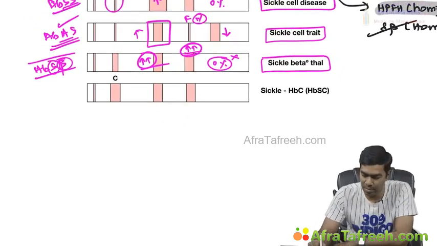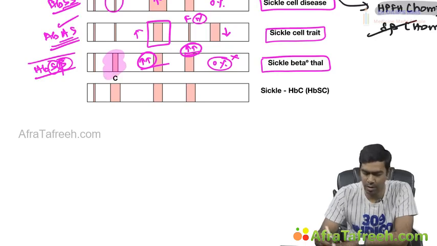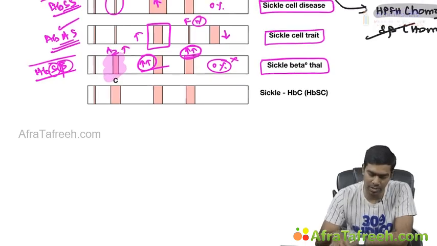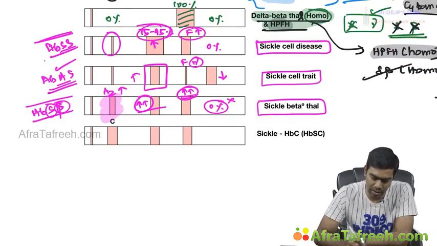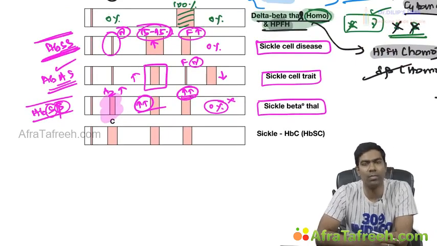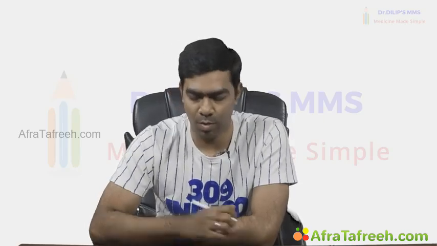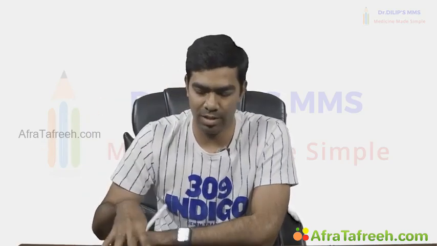But how will you differentiate is by this only, HbA2. Here HbA2 also will be increased, whereas in HbSS, your HbA2 will be normal. Very important point. So HbS increased, HbF increased, HbA 0%, HbA2 also increased, means that is sickle beta. If your HbF is increased, HbS is also increased, HbA is 0%, but HbA2 is normal, then it goes towards homozygous sickle cell disease.